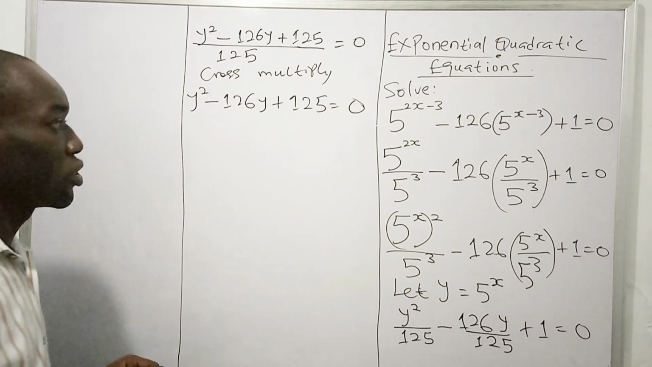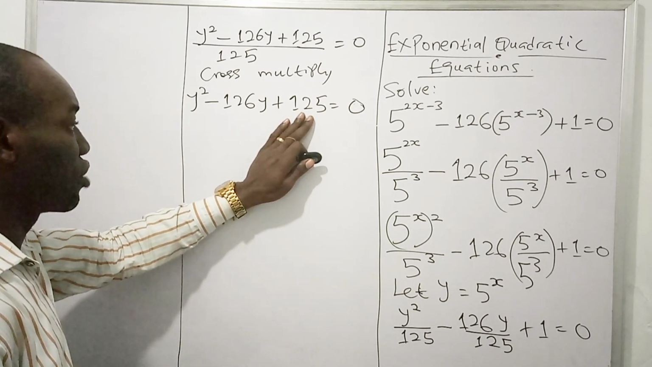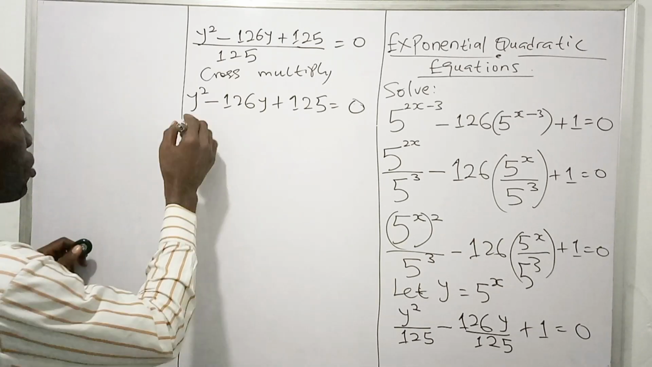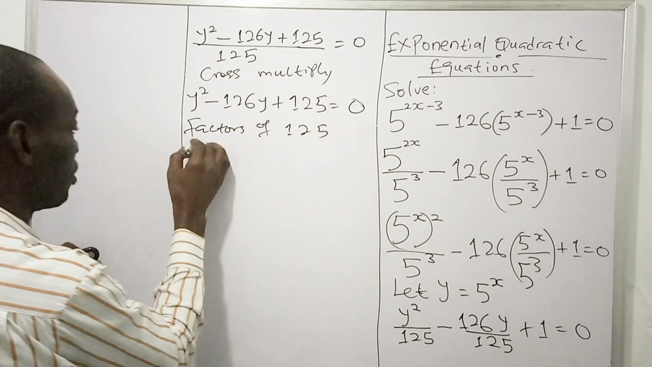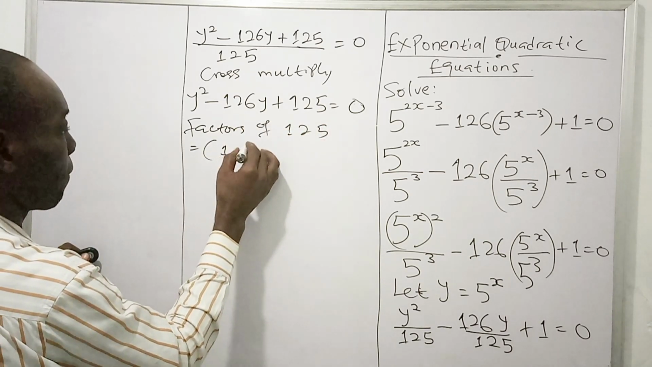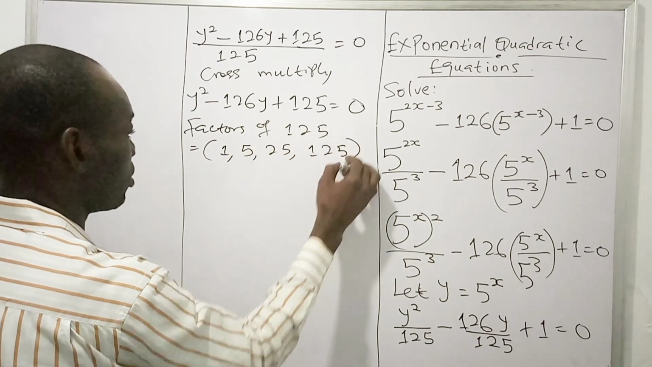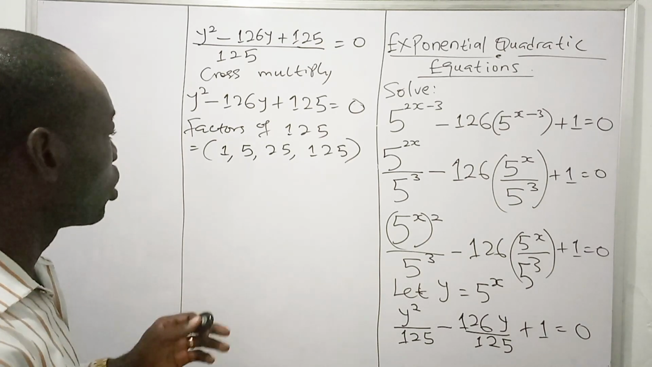So what do we do here? We solve this now by our factorization method, first of all by looking for the factors of the last term there, which is 125. Factors of 125 will be 1, 5, 25, and 125. These are the numbers that can divide 125 without a remainder. So what do we do from here?